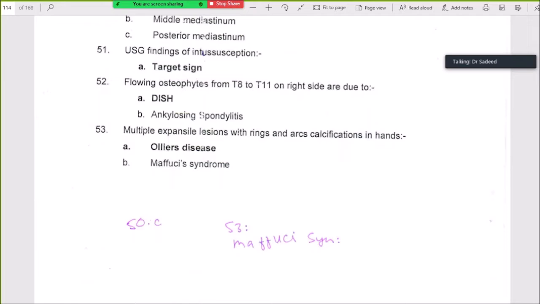53. Multiple expansile lesions with ring and arc calcification in the hands: Maffucci syndrome. With ring and arc calcification in the hands it is Maffucci syndrome; without ring and arc calcification, it is Ollier disease.